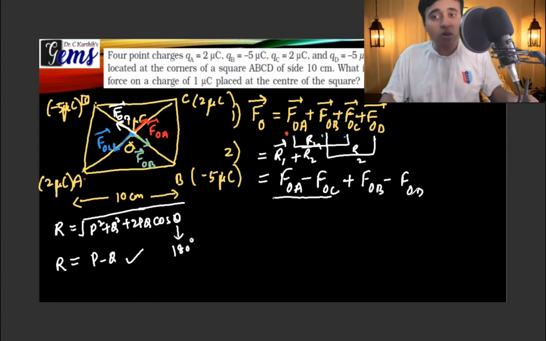Now you should ask a question that, sir, how are you able to decide whether it is FOA minus FOC or FOC minus FOA? Always remember, the vector which is greater in magnitude will come first. In this case, it is not going to be an issue. You will see it in a short while. Why? Because now when you will find the magnitude of FOA, to find the magnitude of electrostatic force, you have only one law, that is Coulomb's law we are going to use here. So Coulomb's law between two charges, you need to have a distance between them.